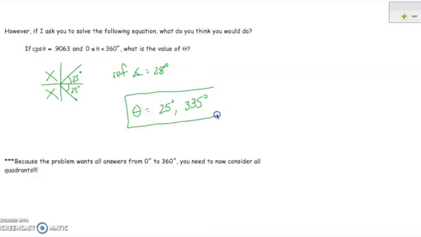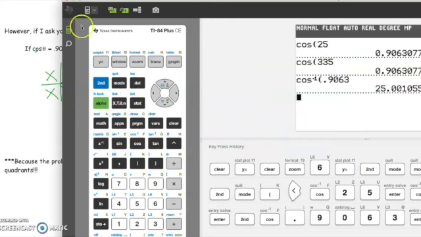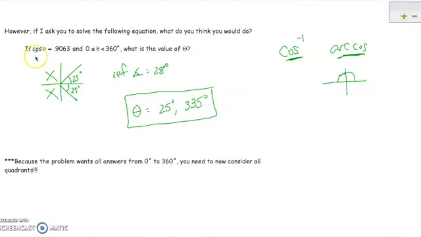Here is the major difference. Nowhere in this problem do you see that inverse notation. If you see that, that's when it's restricting the answers to these quadrants. When we hit inverse cosine on our calculator, the calculator only gives us answers that are in those quadrants. Now, when we're solving equations, this tells us what our domain restriction is. Now we're going from 0 to 360, so we can get answers that aren't in these restricted quadrants. Because the problem wants all answers from 0 to 360, we now need to consider all the quadrants.